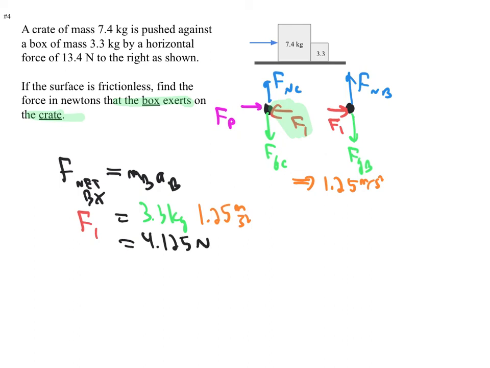That's the answer. If we look at the net force on the crate, well, the net force on the crate would be the pushing force of 13.4 newtons minus this 4.125. So the net force is 9.275. And if we take that 9.275 and divide by the 7.4 kilograms, we get, as we should, the same 1.25 meters per second squared acceleration. In other words, F1 is big enough to accelerate the box, but also to slow down the crate enough that they end up having the same acceleration.